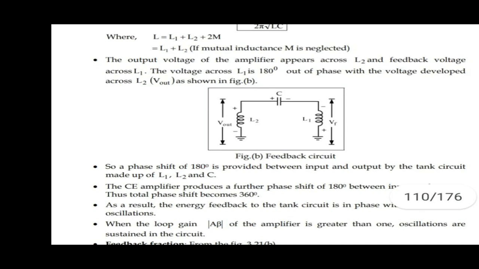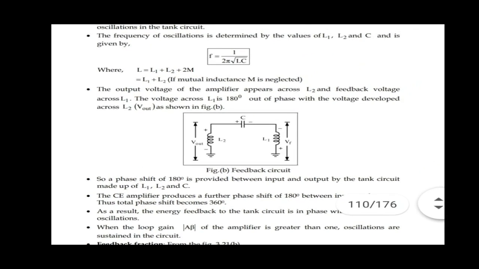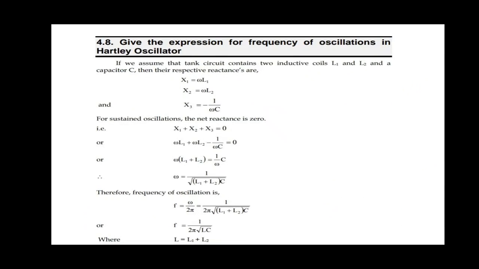The minimum value of the amplifier gain to maintain oscillation is A beta equal to 1. We know that condition. So A equals 1 by beta. From this circuit, beta is L1 by L2, so A equals L2 by L1. This is the condition. To get oscillation, A must equal L2 by L1, from this derivation.